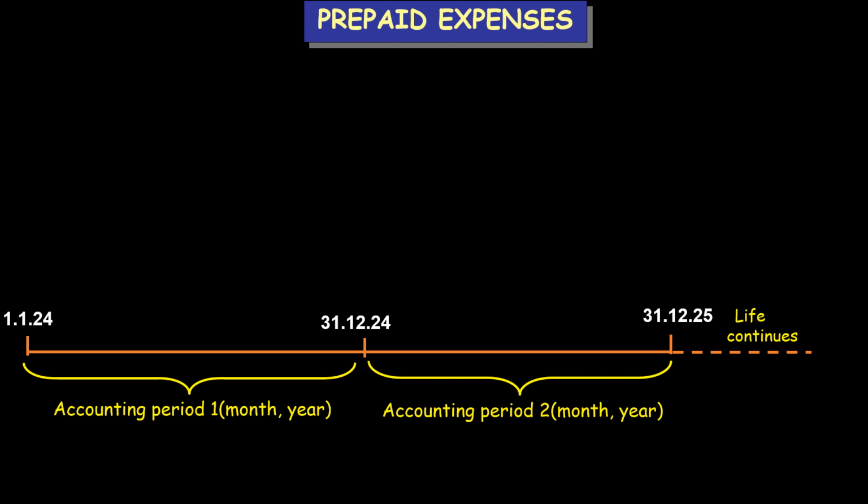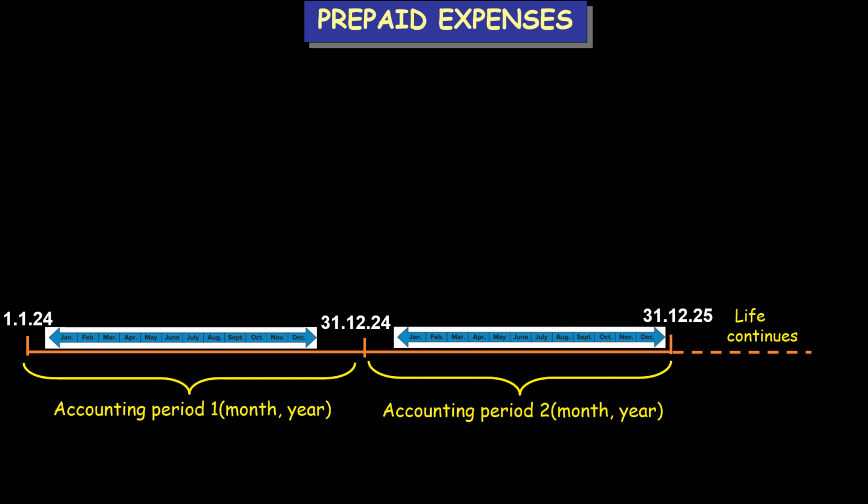However, businesses internally prepare financial statements more regularly so that the management knows how the business is doing. So they divide the accounting period of 1 year into months. So January would be an accounting period in itself, February an accounting period also. So keep that in mind.